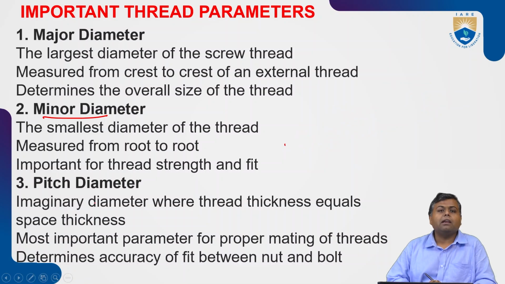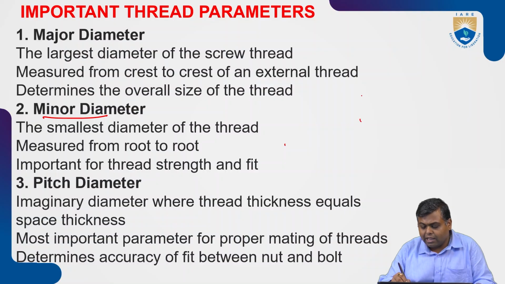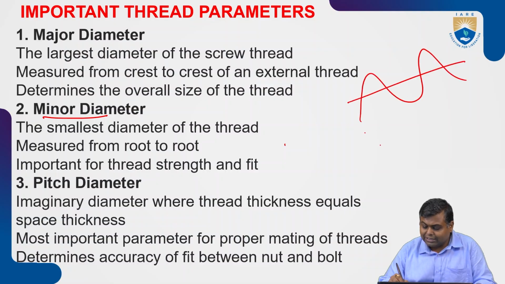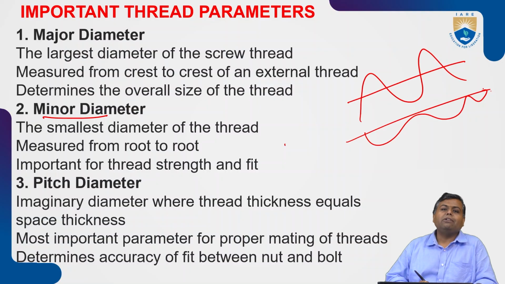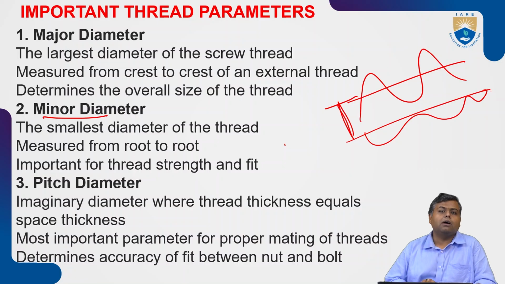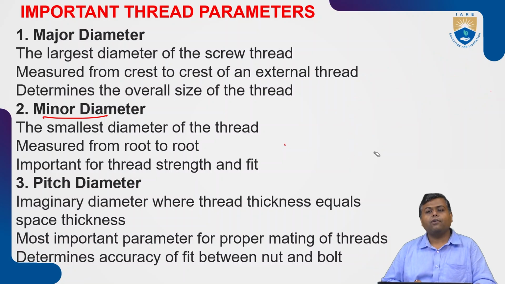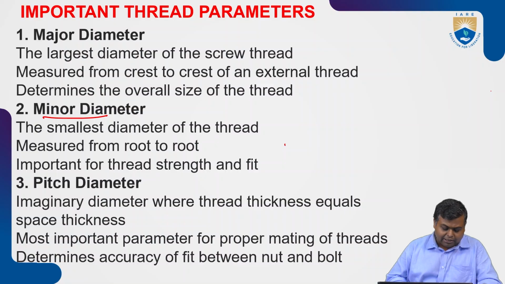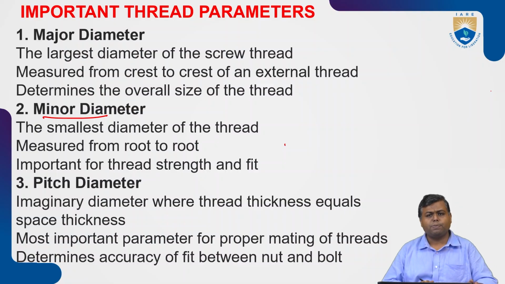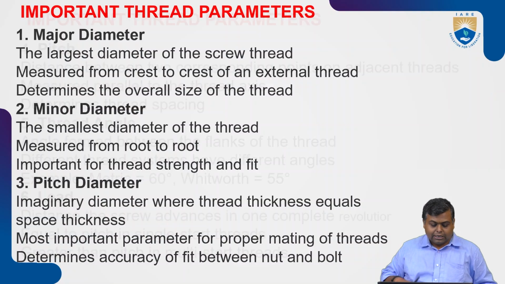The next is pitch diameter. It is the imaginary diameter where the thread thickness equals the space thickness. So pitch diameter is generally an imaginary line between the mean diameter of the screw, where the thickness equals the space thickness. The most important parameter for a proper mating of the thread is this pitch diameter. It determines accuracy with respect to the fit between bolt and nut.